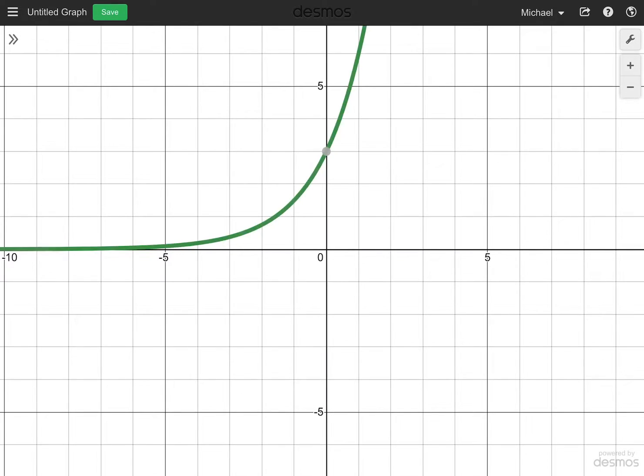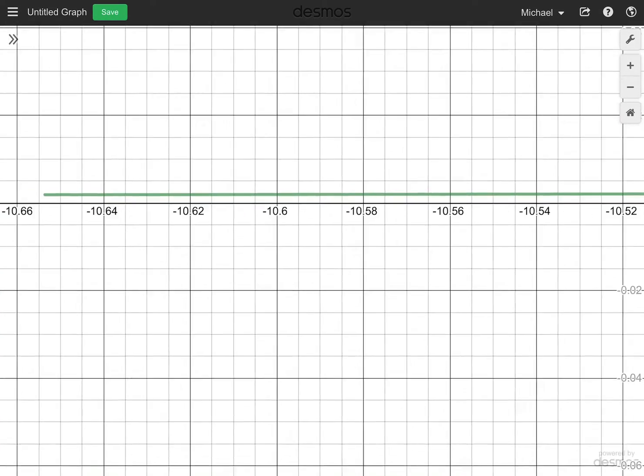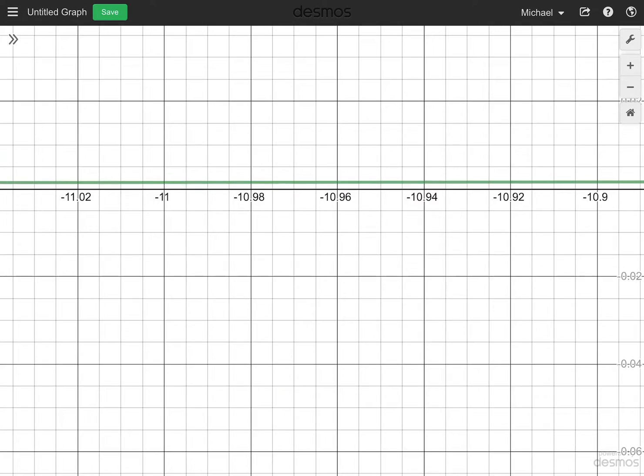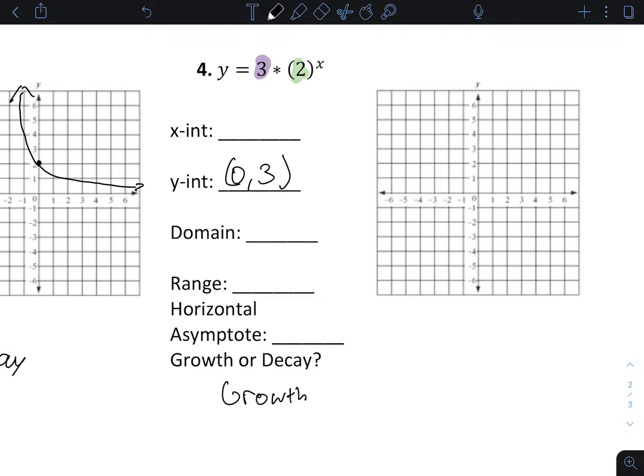Perfect. We see here the x-intercept is 0, 3, and it looks like it has an x-intercept, but it actually doesn't. We're being lied to, unfortunately. But it's totally fine because we can just work with it. So 0, 3.